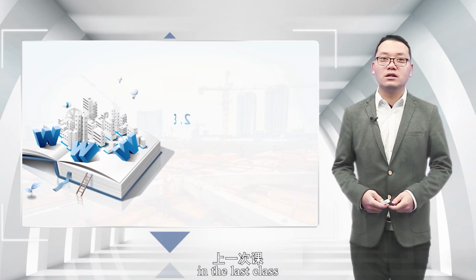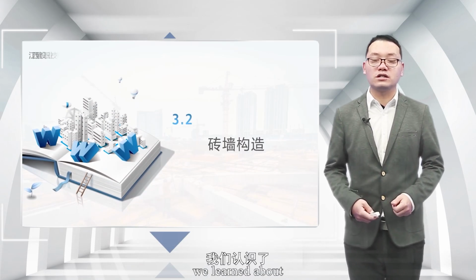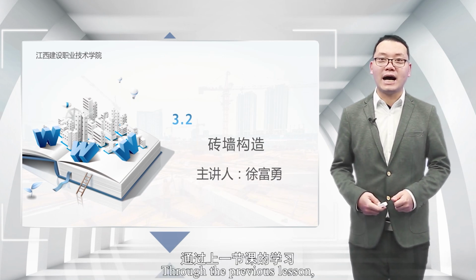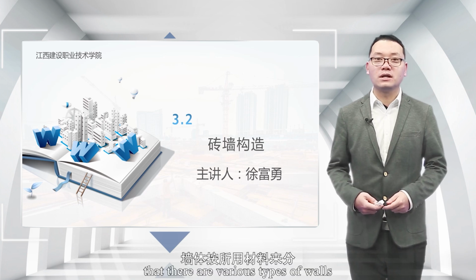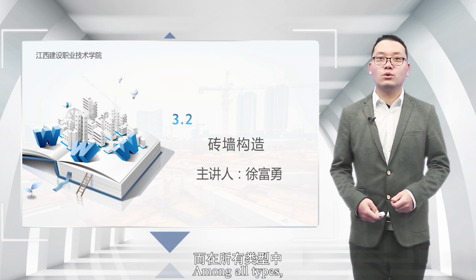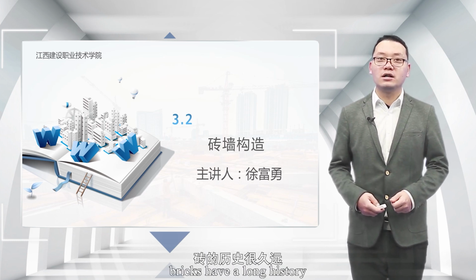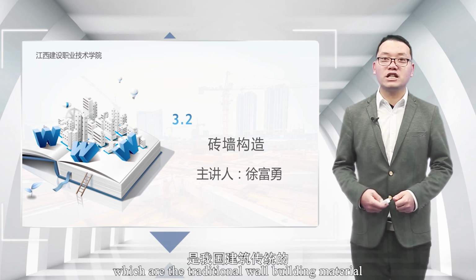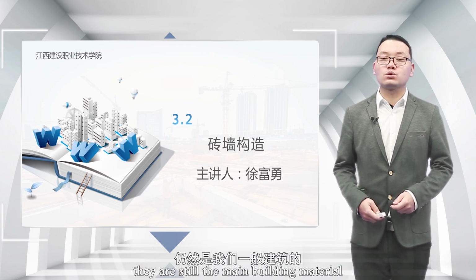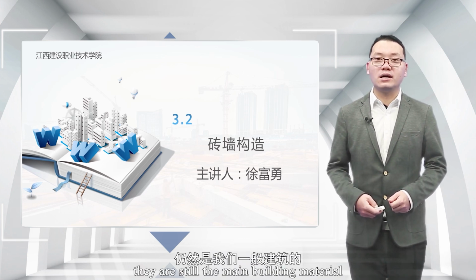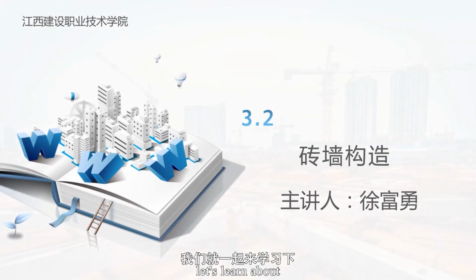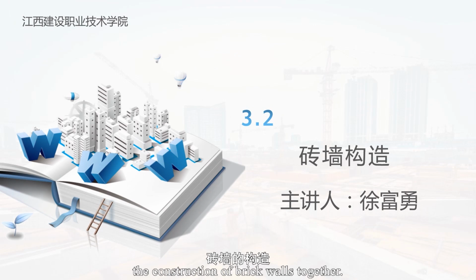Hello everyone. In the last class, we learned about the types and design requirements of walls. Through the previous lesson, we learned that there are various types of walls based on the materials used. Among all types, bricks have a long history, which are the traditional wall building material in Chinese architecture. Currently, they are still the main building material in our general architecture. Today, let's learn about the construction of brick walls together.